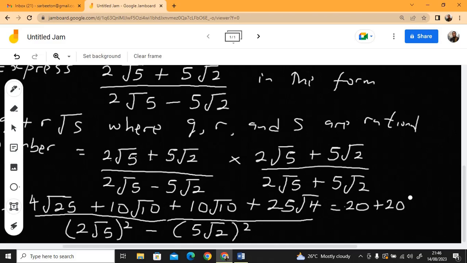20 with what? With 10, right? Now for this 25, what is root 4? The square root of 4 is 2. 2 times 25 is what? It is 50. So this is going to be 50 here, all over.